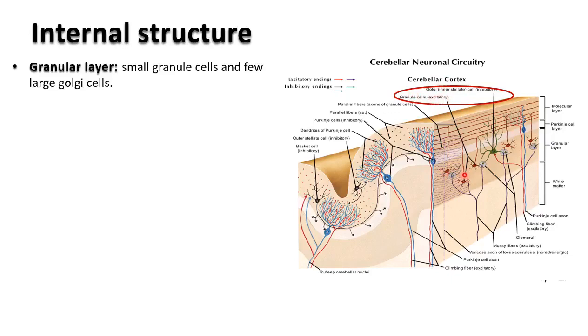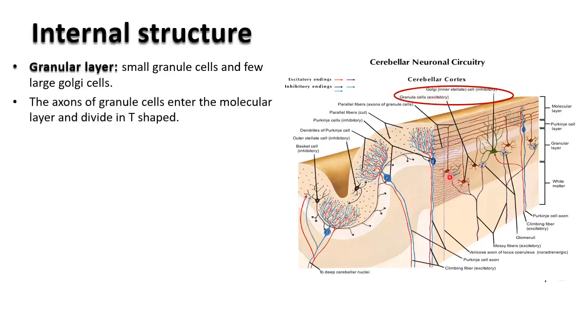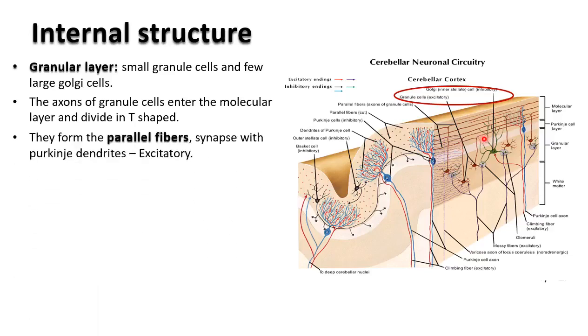Okay, now let us try to understand the granule cells. You are able to see the axons of the granule cells. They enter the molecular layer and then divide into a T-shaped branch, forming the parallel fibers. You know what happens to the parallel fibers? They make synapse mainly with the dendrites of the Purkinje cells and also with the dendrites of the stellate and basket cells. They form parallel fibers which are excitatory to the Purkinje cells. That is one thing you are mainly able to see.